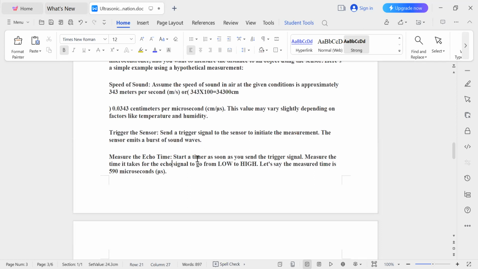So start a timer as soon as you send a trigger signal, and measure the time it takes for the echo signal to go from low to high. So when you send a signal, it goes and hits the object, and after that it will come back to the receiver. At that time the echo signal will go from low to high. Let us say the measured time is 590 microsecond, the time taken by the signal to go from transmitter to object and from object to receiver.